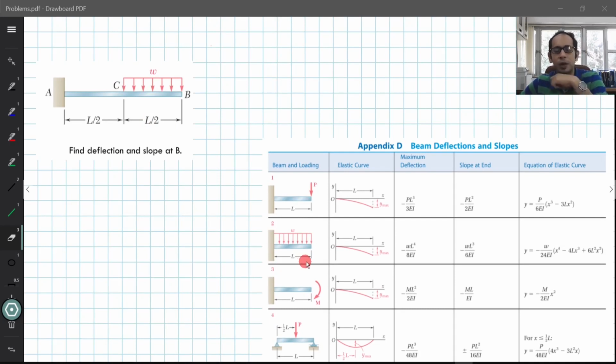The only beam that has a cantilever and a UDL is this one over here. So the question is, can we use these relationships to solve this particular problem? Let's just go ahead and try doing that.